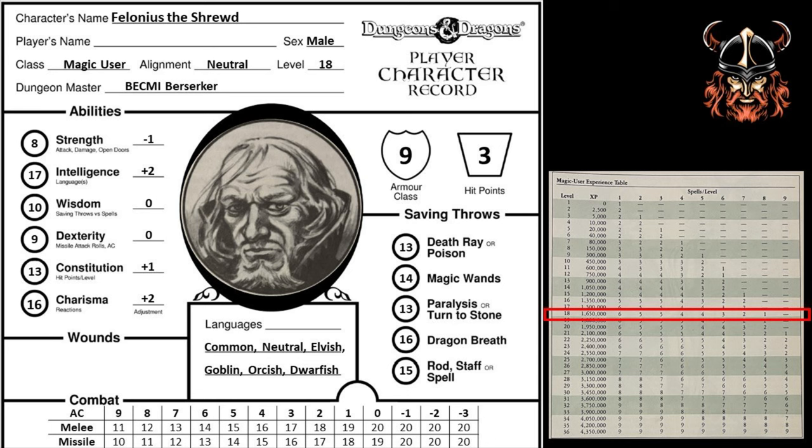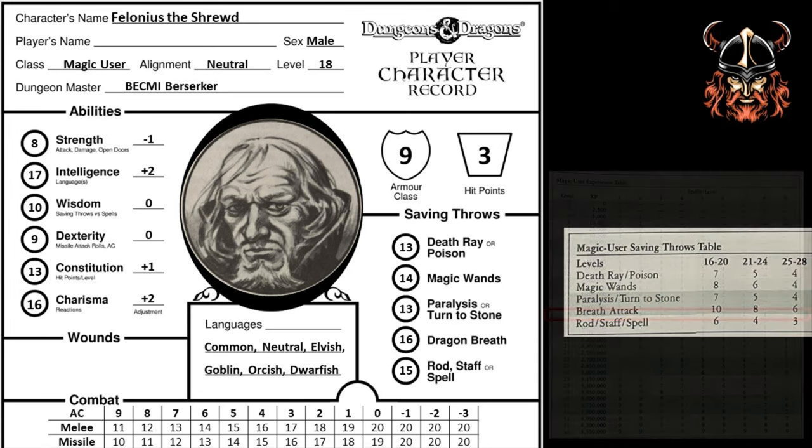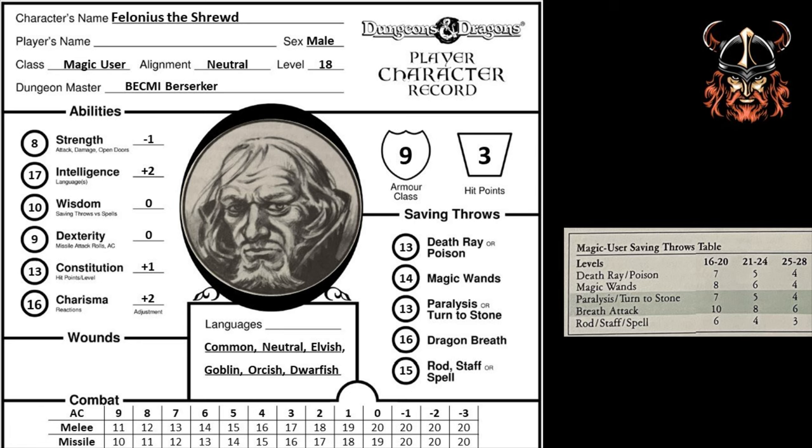Let's have a look at Felonius' character sheet to see what's changed. First, let's look at his saving throws. As Felonius is now 18th level, we can refer to the correct numbers on this table and copy them to the sheet, like so. But it's worth noting that for the 18 levels that Felonius has climbed, his saving throws have only improved 3 times. Not only are magic users vulnerable to hit point damage, but it appears they are extremely vulnerable to special attacks as well.